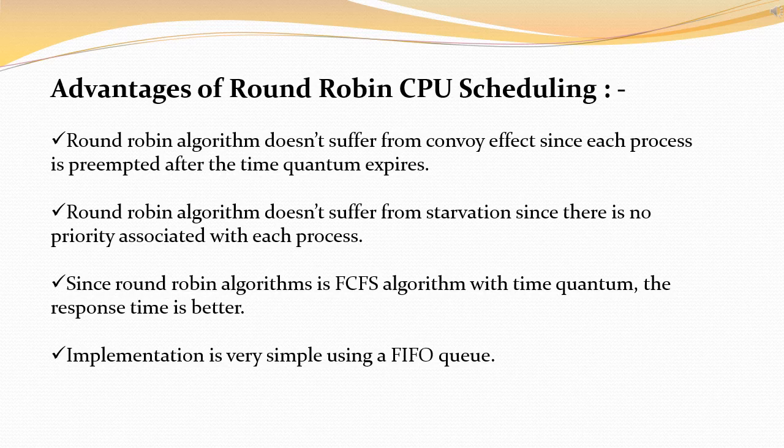Now there are some advantages of round robin CPU scheduling algorithm. Round robin algorithm doesn't suffer from convoy effect since each process is preempted after the time quantum expires. Round robin algorithm doesn't suffer from starvation since there is no priority associated with each process. Since round robin algorithm is FCFS algorithm with time quantum, the response time is better. Implementation is very simple using a FIFO queue.